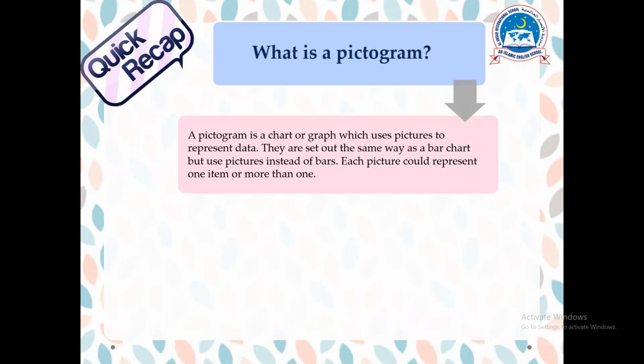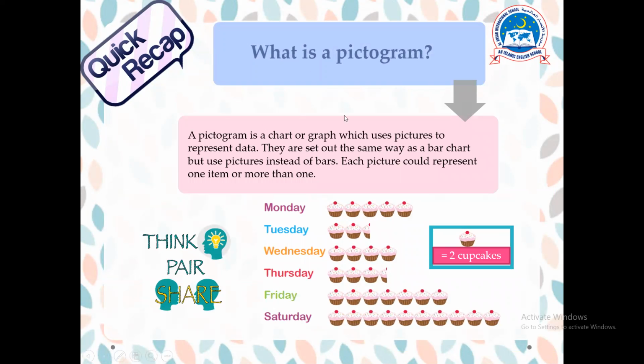A pictogram is a chart or a graph which uses pictures to represent data. They are set out the same way as a bar chart, but use pictures instead of bars. So in a pictogram, we use pictures. Each picture could represent one item or more than one. And this is an example of a pictogram. As you can see here, it's written 2 cupcakes. So one picture represents 2 cupcakes, okay?